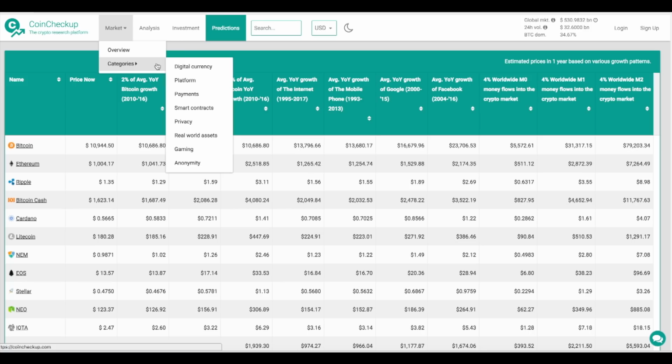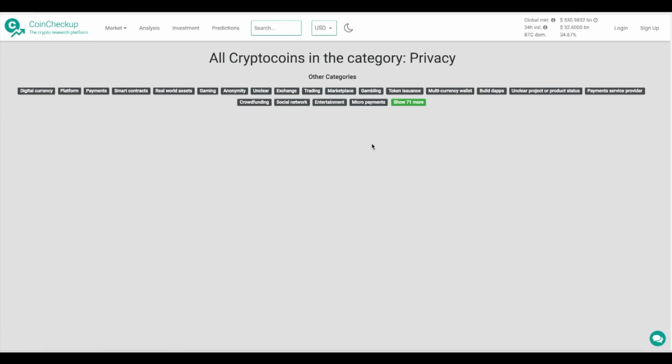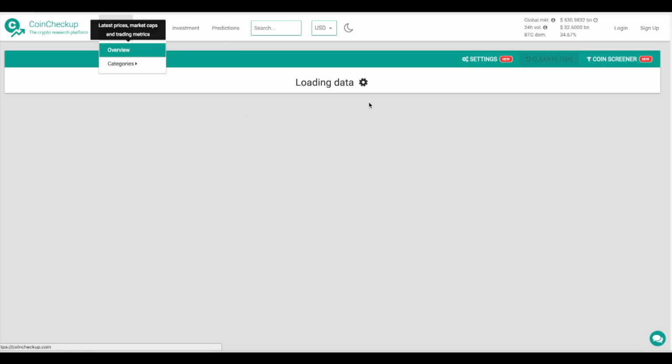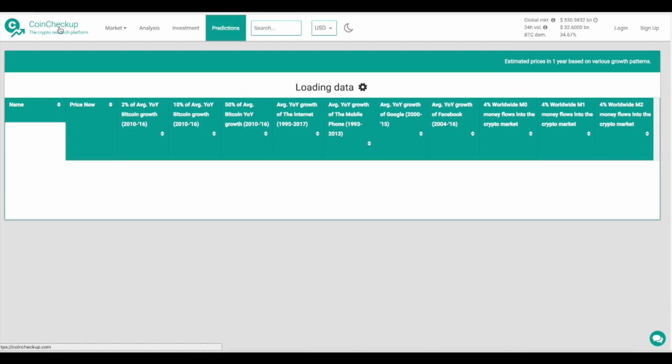If we just take a look here, you got categories, digital currency, platform, payments, smart contracts, privacy. Let's take a look at privacy. See what comes up in here. Okay. It might be such a brand new website, they haven't built this section out yet, which is okay. What's this coin screener? Category tags, proof type. So anyways, what do you guys think of this new website? You said you wanted us to dig around a little bit and find cool stuff. Well, here you go. Let me know what you guys think of Coin Checkup.